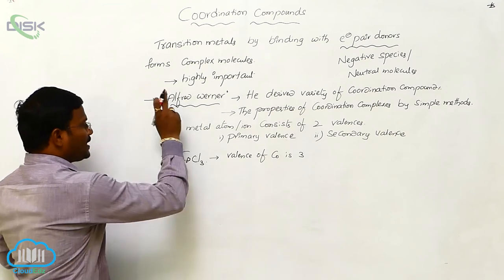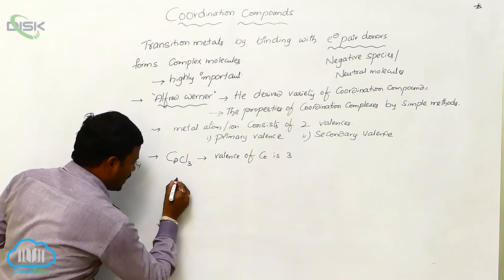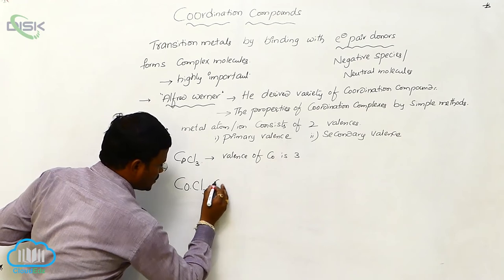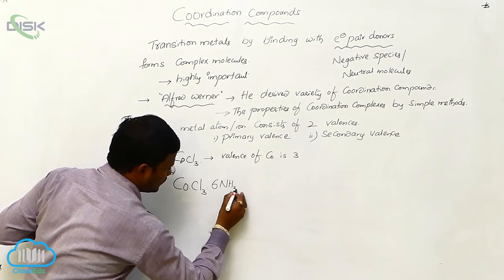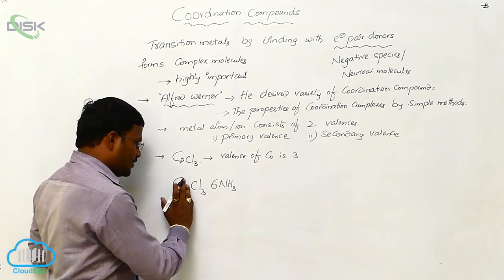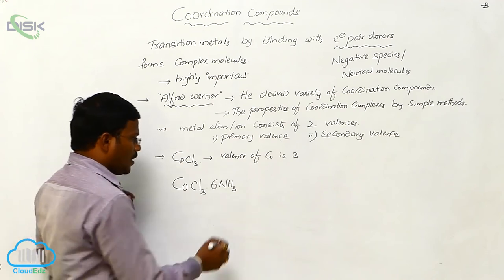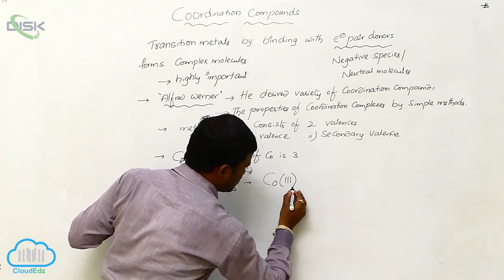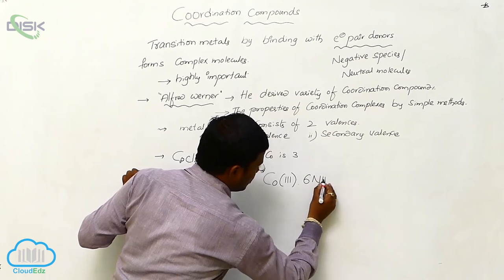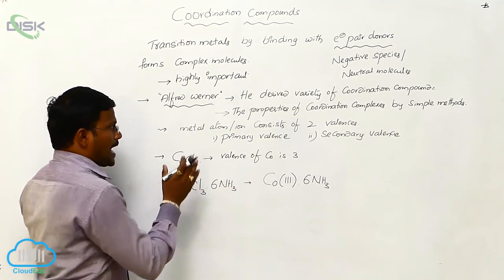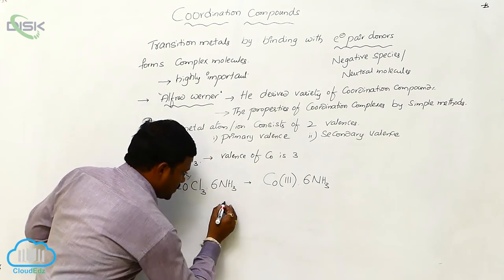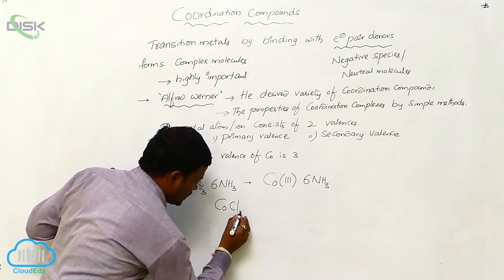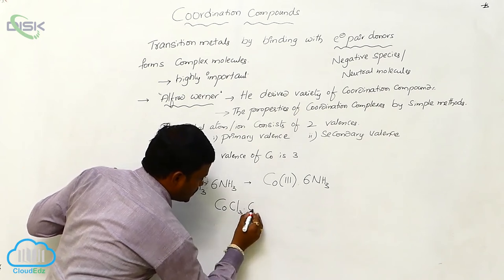But in the case of coordination compounds, I would like to consider CoCl3 connected with ammonia. So we can write it as CoCl3.6NH3, or we can also consider it as Co3+ ions with 6 ammonia. As per Alfred Werner's experiments, he performed some chemical reactions on this CoCl3.6NH3.